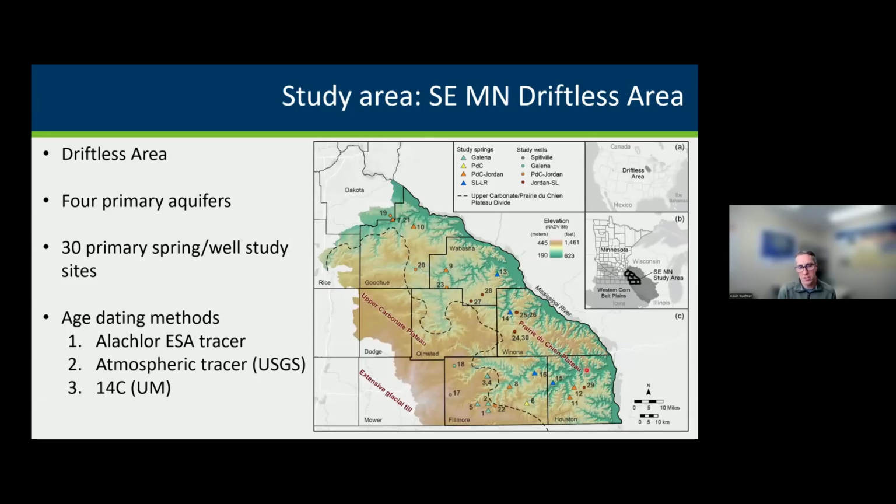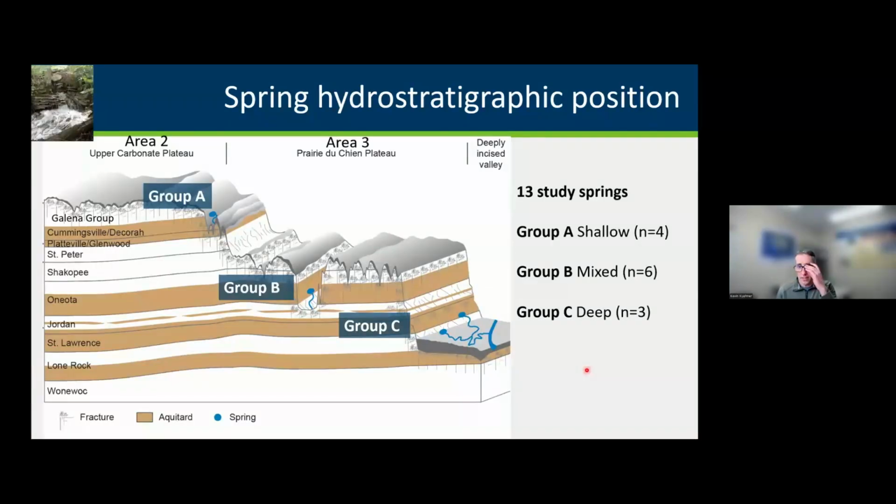So we applied all that information using this alachlor method. We applied it to sites where we had enough time series data for alachlor, and also enough data to run nitrate trend analysis on. And we also combined that with some work that USGS was doing for us to use the atmospheric tracer method. We also had some additional data from the University of Minnesota that had done some work back in 2018 using carbon-14. And we did a reanalysis of that data on some of these sites that we were working with. So I'm going to start with the spring data first.